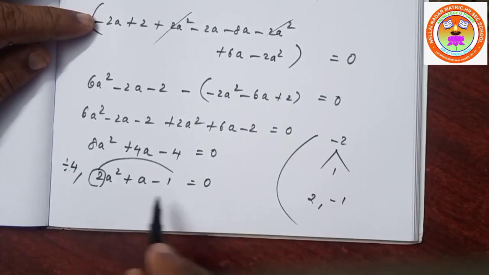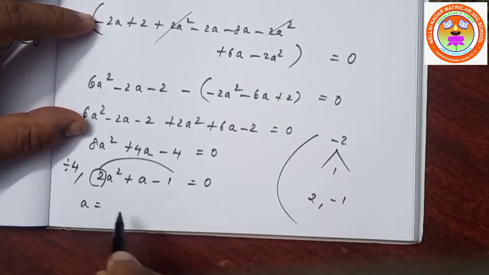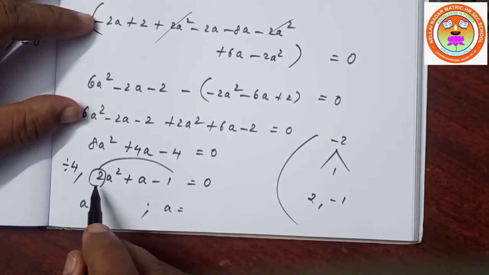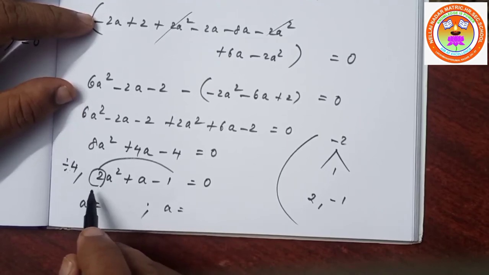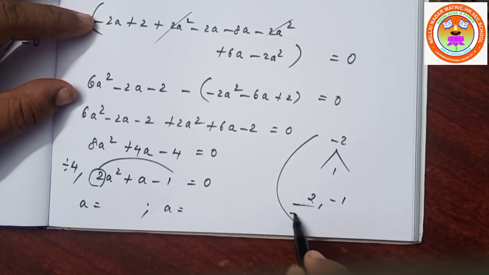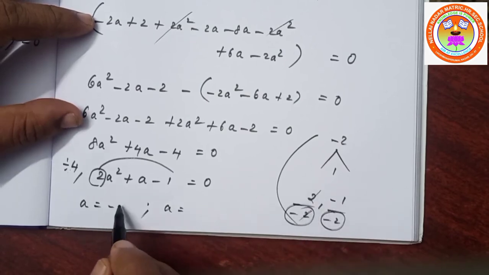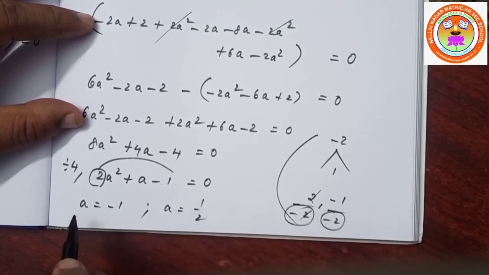Since it is a quadratic equation, we can write the values of a directly. How to write the values of a? Consider the coefficient of a square. What is here? 2. Change the sign. Write minus 2 in the denominator. 2 to get cancelled, correct? Plus divide by minus, minus 1. Minus 1. 2 by 2, that is 1. Right? Minus minus get cancelled, that is 1 by 2. We have two different values of a.